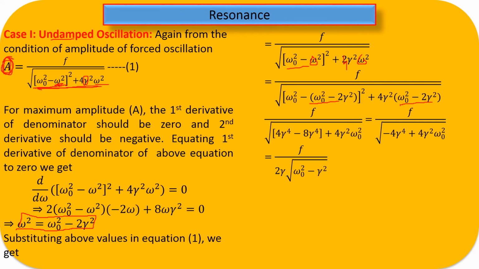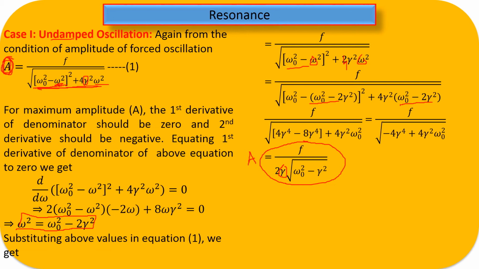I have solved this, and then I'm getting the value of the amplitude A equal to f upon 2 gamma times the square root of omega naught square minus gamma square. Gamma, as you know, is the damping coefficient, omega naught is your natural frequency, and gamma is the damping coefficient of the medium. So naturally, this is your amplitude A. So what we can say is A is inversely proportional to gamma, because this separate term is there, so there should not be any confusion over there.